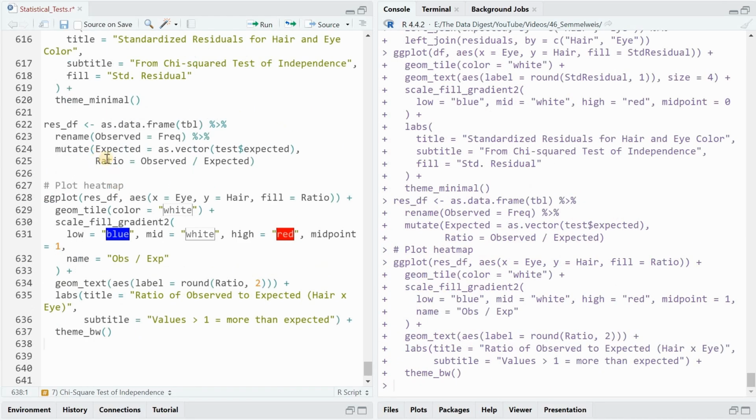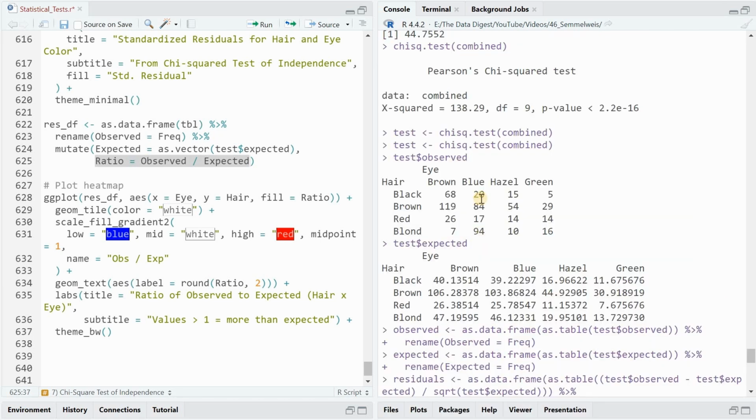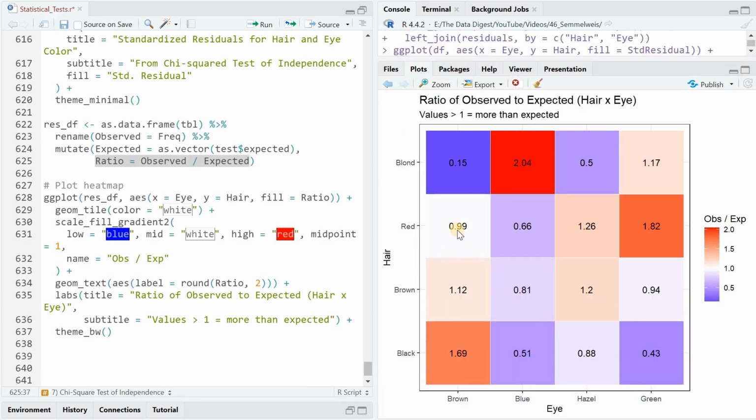If you don't want to plot the residuals, you can also just do a simple ratio of observed divided by expected, which then gives you the percentage increase. So now I have a plot that shows that our observed data of blonde and blue eyes was twice as often as one would expect, a little bit more than twice. We saw that here, that we had 94 in our sample, even though it should have been just 46. Red hair and brown eyes is exactly as often as expected, but hazel eyes with blonde hair, only 50%. Same for blue and black. I find that a bit easier to communicate compared to the standardized residuals.